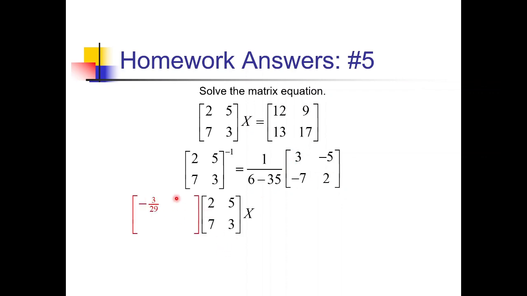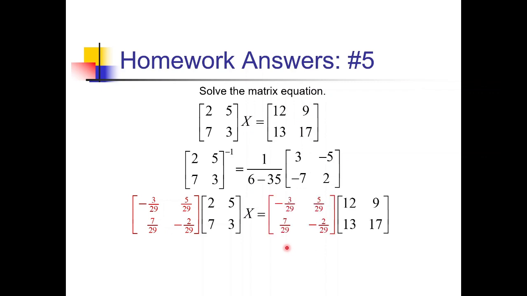So this is my inverse matrix I'm setting up over here. And then negative 5 becomes positive 5 over 29. Negative 7 is now going to be positive 7 over 29. And 2 is now negative 2 over 29. And then I'm going to multiply this same crazy looking matrix by the 12, 9, 13, 17 matrix over on the other side as well. And notice that I'm putting this first to the left. If I put it the other way, it's going to give me a different incorrect result.